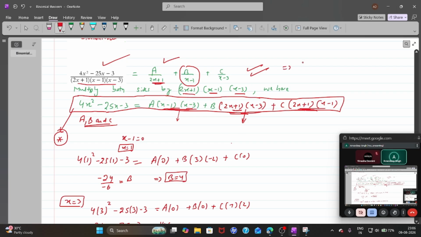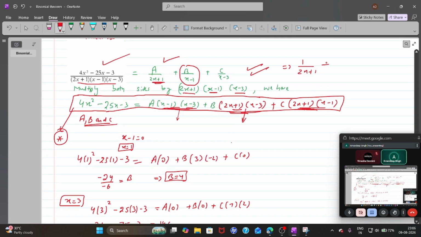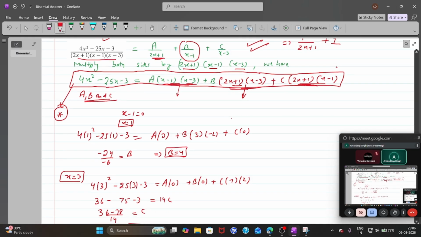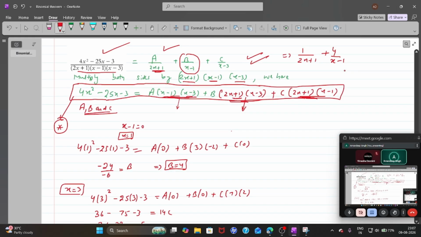The final answer is a is equal to 1 divided by 2x plus 1, and b was equal to 4, so 4 divided by x minus 1, and the minus 3 divided by x minus 4. Okay, so this is the final answer. If you expand this, you'll get the same answer.